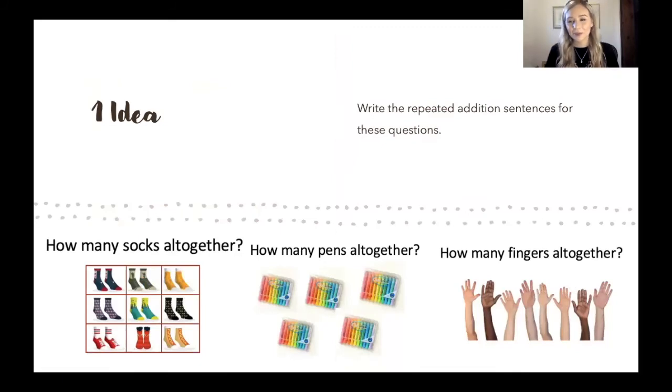So we have some independent activities now. If you're feeling less confident, have a go at this for me. You're going to write the repeated addition sentences for these questions. You need to work out how many groups there are and how many there are in each group and write them out for me. If you're feeling more confident, then you can move along to few ideas. So pause the video now if you'd like to have a go at one idea.